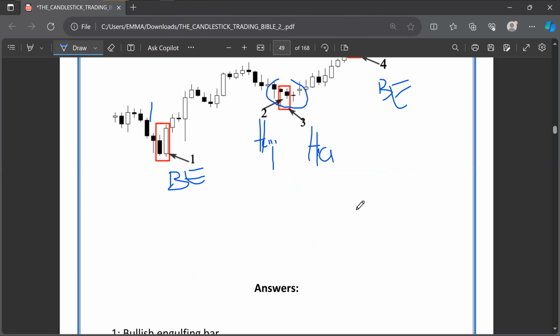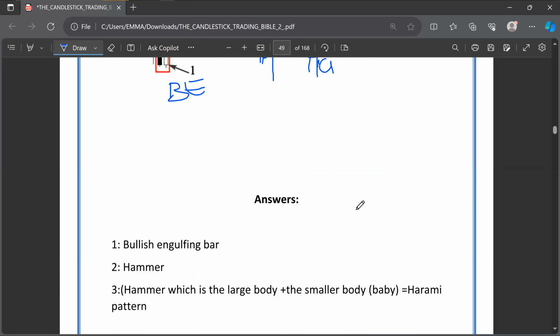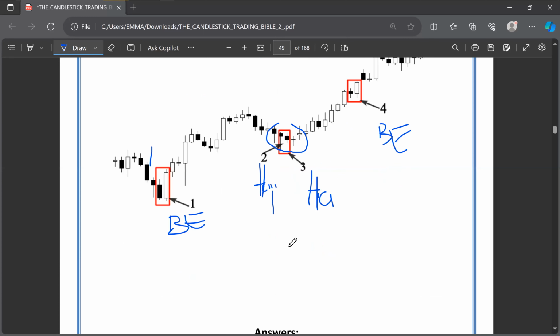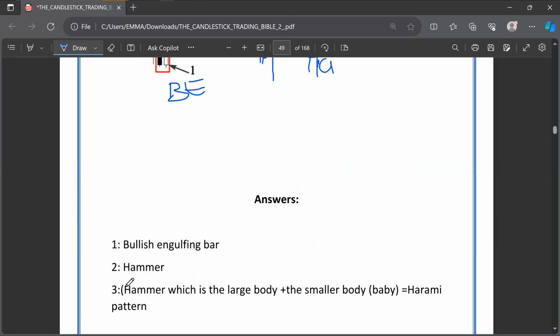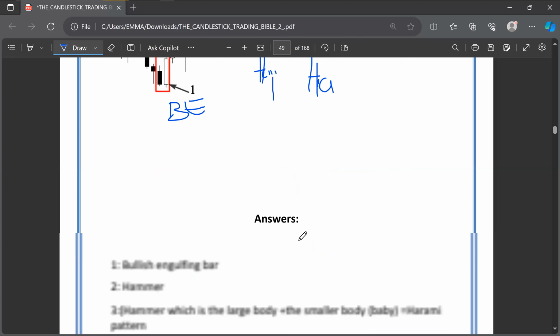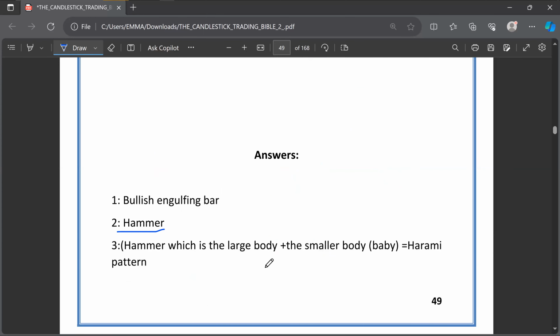So let's see this time around if I am correct. If I'm not correct, look at the answers and then go away. So the first one is what? Bullish engulfing bar, like I said. The second one is a hammer. Number two is a hammer, right? Then the third one, let's see if it is harami. Okay, the third one is saying that hammer, which is the large body plus the small body, is equal to the harami pattern. So I am correct in the end, right?